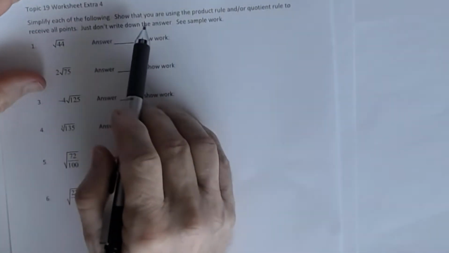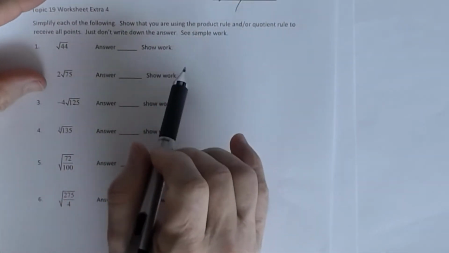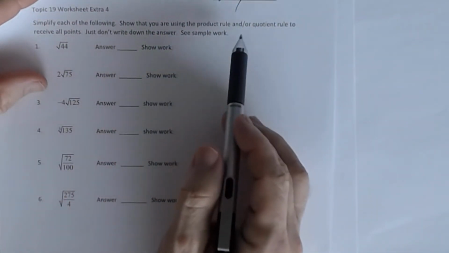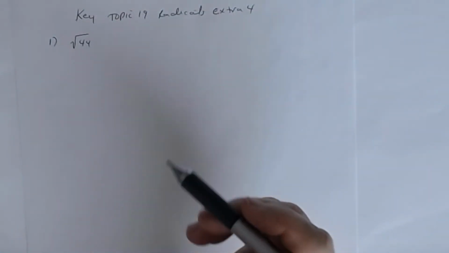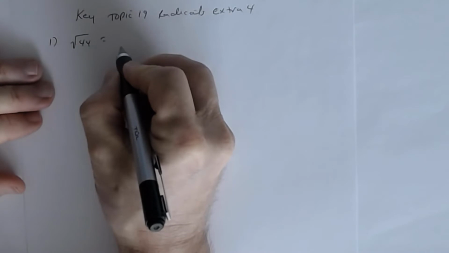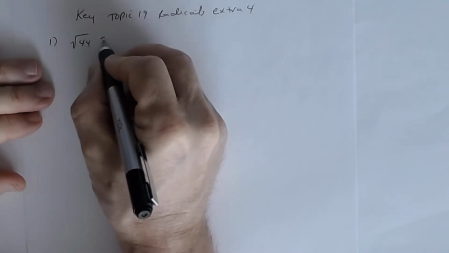So 4 would be the largest perfect square. Remember the direction says show that you are using the product rule. So this will be the product rule here. The quotient rule will be with something like 5 and 6. So the product rule: you're going to say this. This is what I needed to see, and let me go ahead and actually do it underneath.